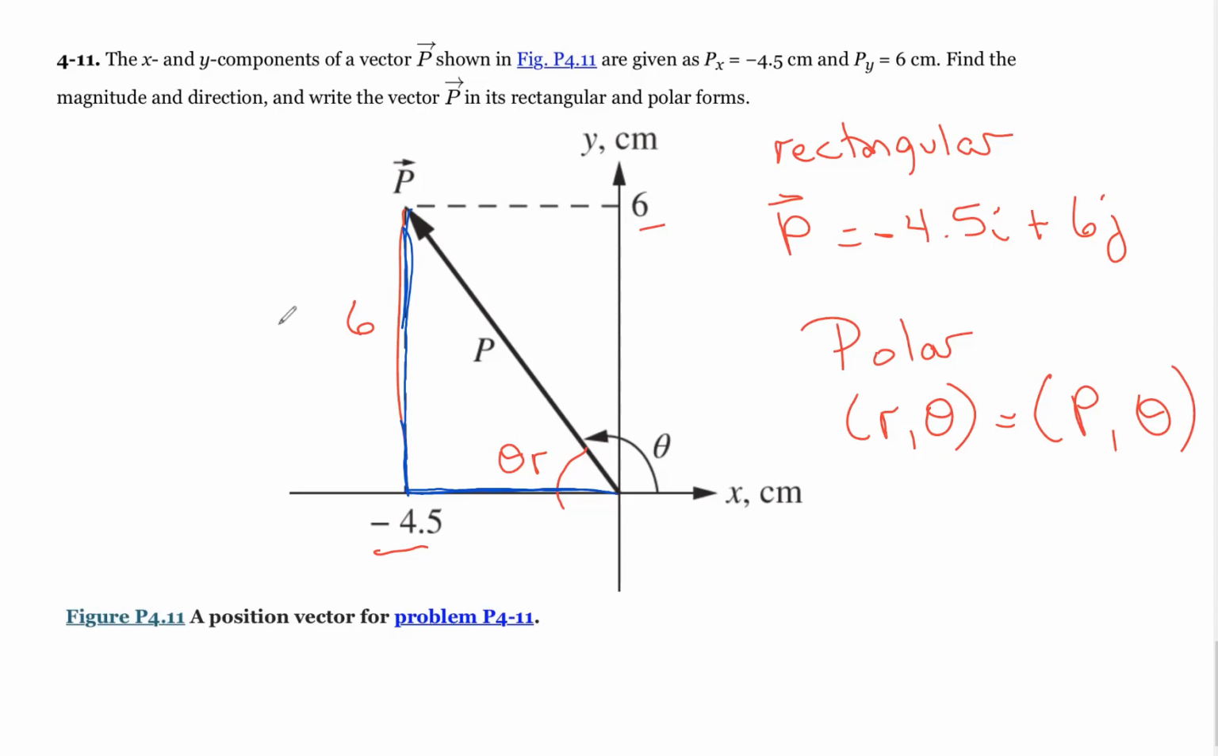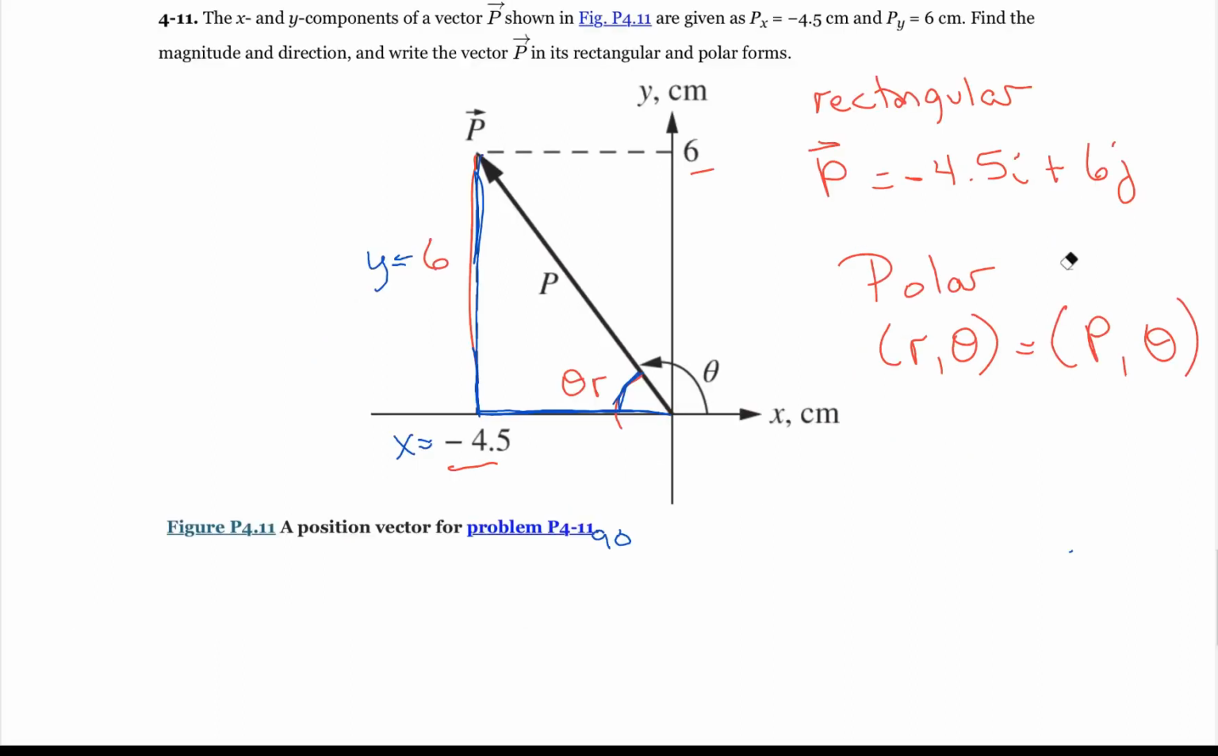And I know y, and I know x. If we're using our reference angle, y is always opposite. Opposite is 6, and adjacent is negative 4.5. Even though my values are negative, I really want the reference angle. So I'm going to ask for the inverse tangent of y, which is 6, over x. Even though it's negative, I'm going to make it positive, and I'm going to find that value.